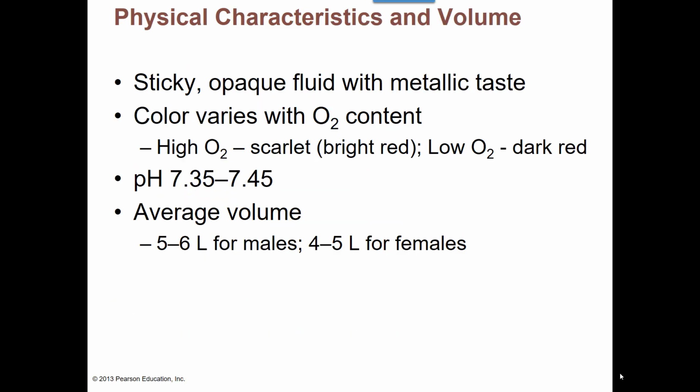Now, some other characteristics about blood. It is a sticky, opaque fluid, and it has a metallic taste. Partly that is because of the iron that we find in our hemoglobin. The color also varies with the oxygen content. If it's got a lot of oxygen, it's a bright scarlet red color. If there's less oxygen, it's a darker red. But my note on there is: no blue.